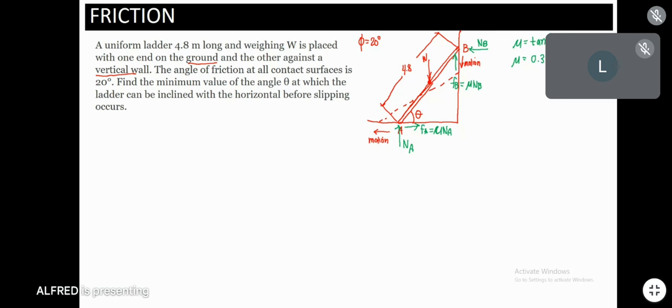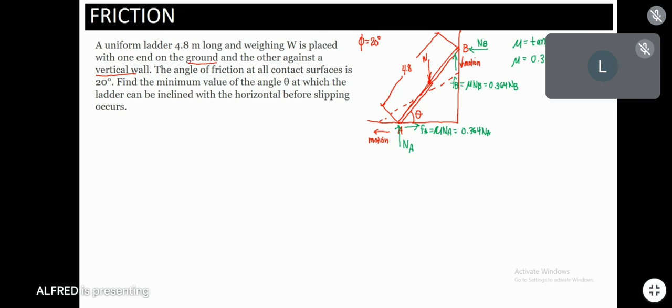363. 3639, sir. Ay, 3640. 3640. Okay, so lalagay ko naman sa problem kung ano yung required ko, kung 4 decimal places or 3 decimal places. So kung 4 decimal places yan, 0.3640. No, so your FB is 0.364 NB and your FA is 0.364 NA. So pareho lang silang mu kasi lahat naman daw nung contact surfaces yung angle of friction niya is 20 degrees.